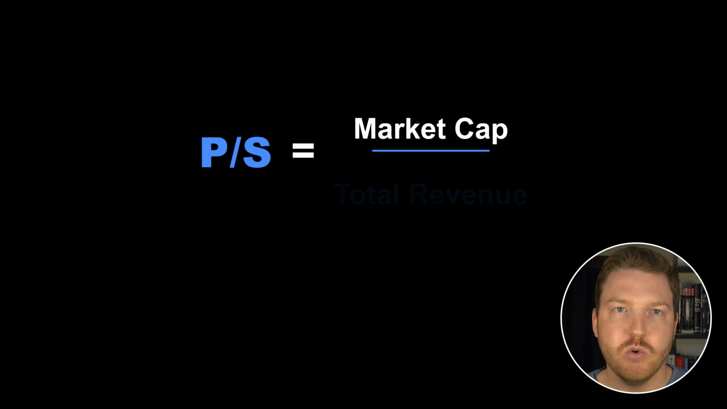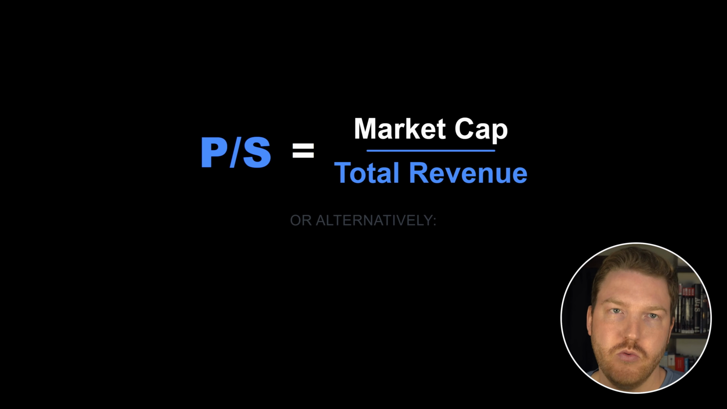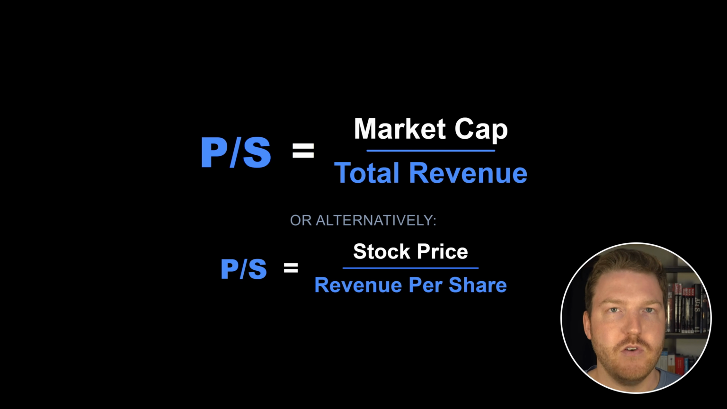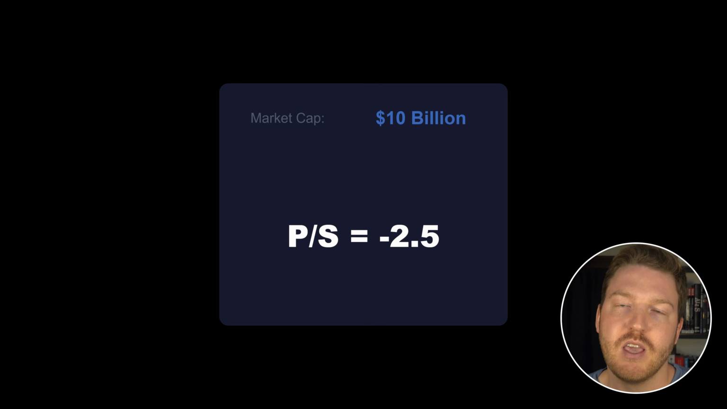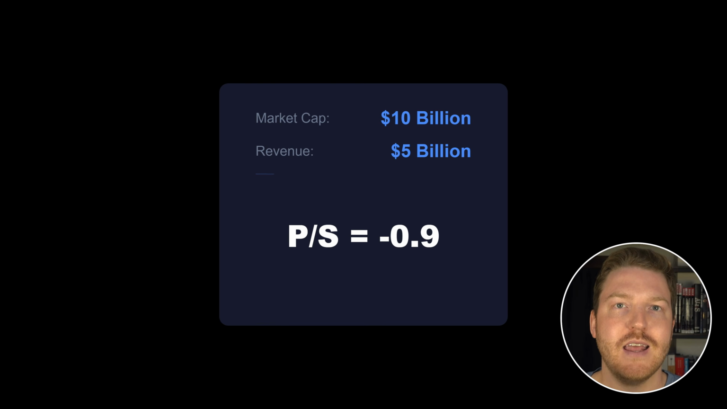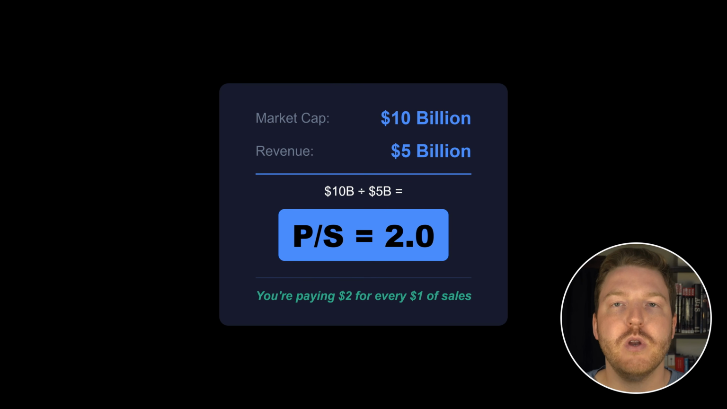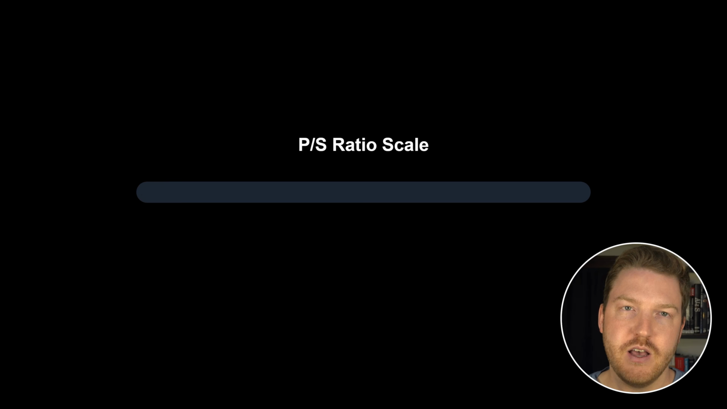Price to sales equals market cap divided by total revenue. You can also calculate it as stock price divided by revenue per share. Same result, just different starting points. Let's say a company has a market cap of $10 billion and a total revenue of $5 billion. That gives us a price to sales ratio of 2. You're paying $2 for every $1 of sales.